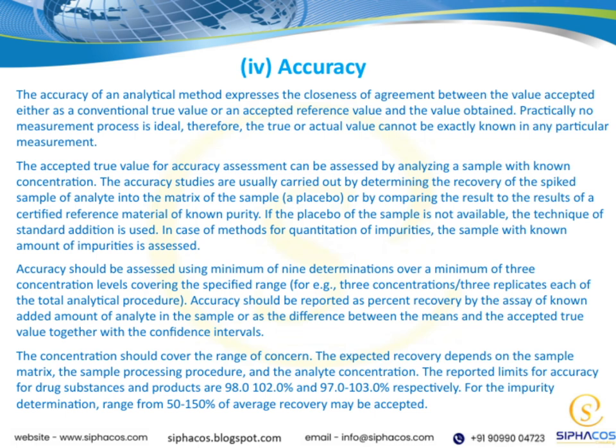It's important that the concentration range we test reflects the real-world range of concern. Recovery can vary depending on the sample matrix, processing procedure, and analyte concentration. For drug substances and products, the acceptable accuracy range is generally between 98 and 102%, and 97 to 103%, respectively. For impurity analysis, a broader range of 50 to 150% of the average recovery is acceptable. Overall, understanding and verifying accuracy is crucial because it underpins the reliability of our analytical results, which is the core theme of our discussion today.